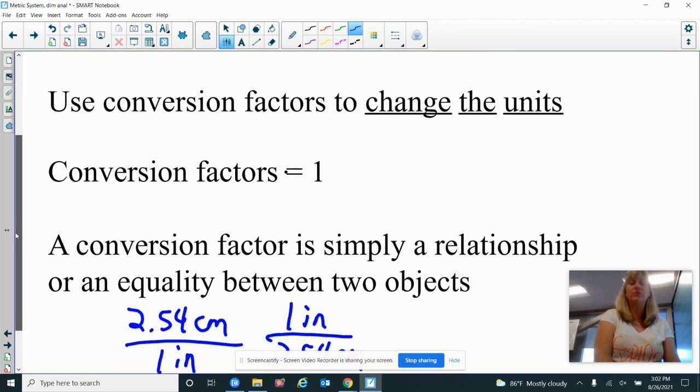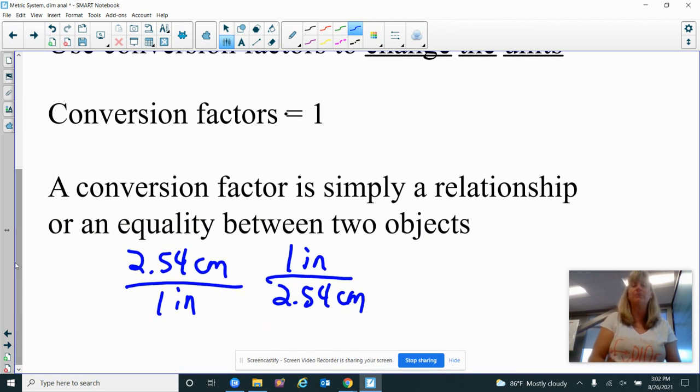So a conversion factor is simply a relationship between two objects that are equal. For instance, 1 inch is exactly equal to 2.54 centimeters. Or I can flip it and I can have 1 inch on top and 2.54 centimeters on the bottom. That's an equivalency. That can be used as a conversion factor. So if I'm in inches, I could use this to get to centimeters. If I'm in centimeters, I could use this to get to inches.